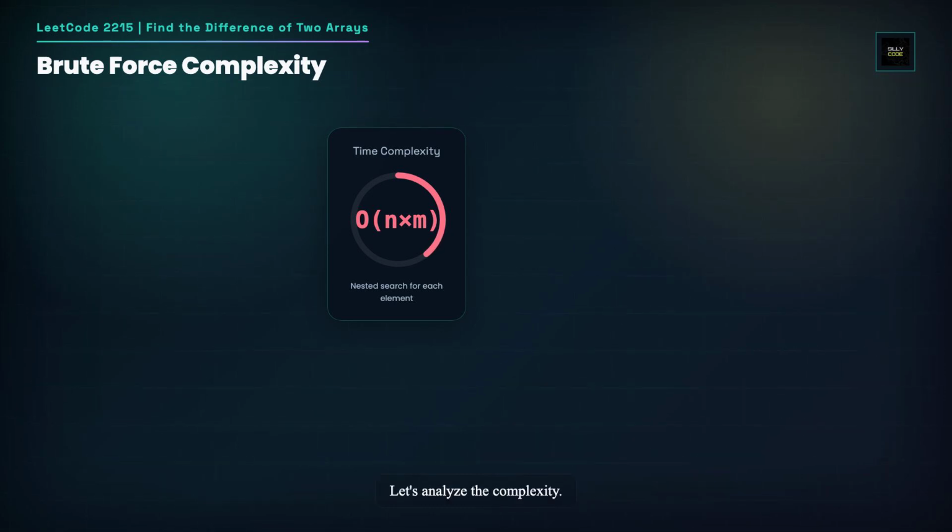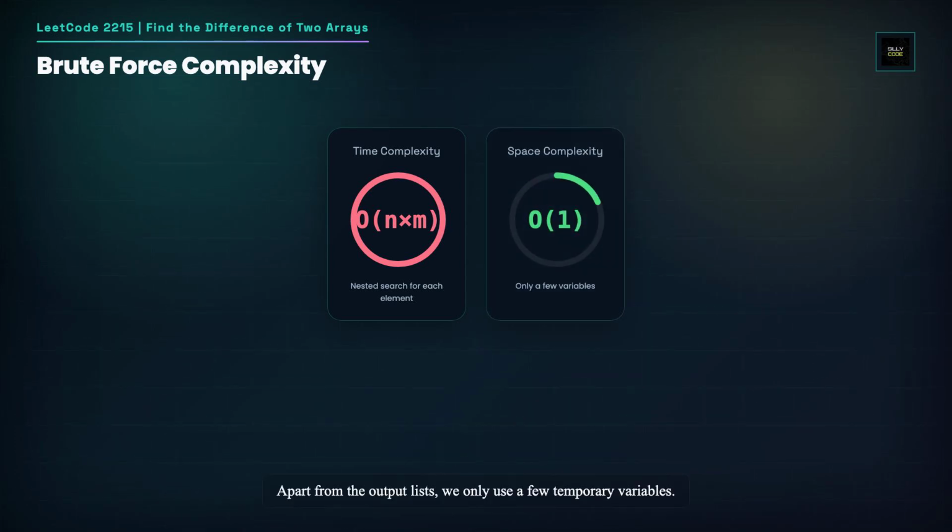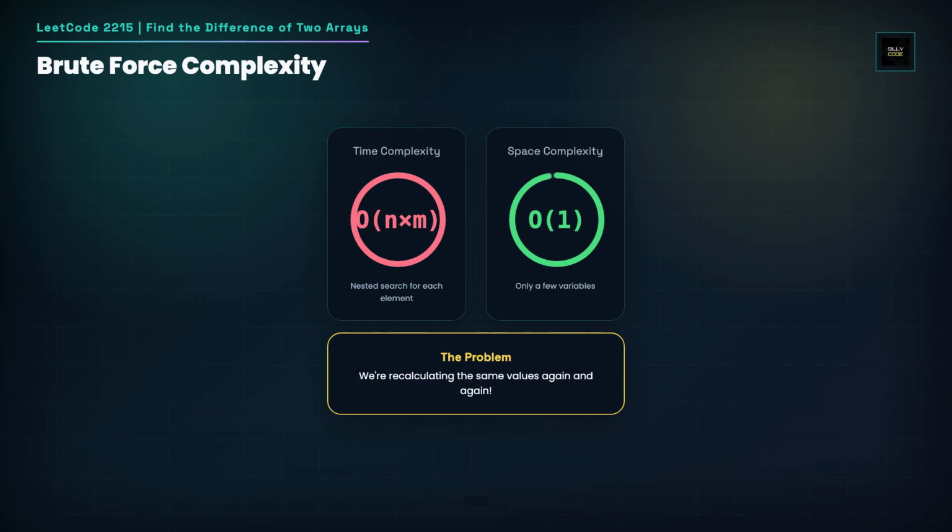Let's analyze the complexity. Suppose nums1 contains n elements and nums2 contains m elements. For every element in nums1, we may scan all m elements of nums2. Then we do the same thing in reverse. That gives us a time complexity of O(n × m). Now let's talk about space. Apart from the output lists, we only use a few temporary variables while searching, so the extra space complexity is O(1). The real problem isn't memory. The real problem is that we are repeatedly asking the same question.